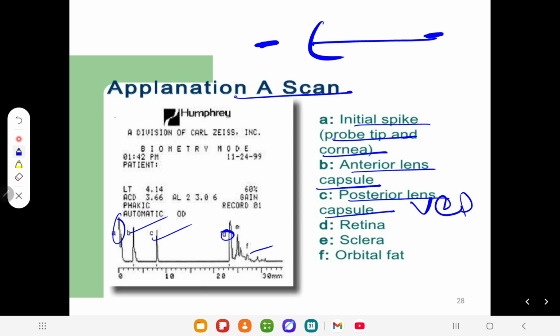Let me tell you one more thing which was very interesting to me when I was reading about it. If the height between B and C has high disparity, B is like this height and C is like this height, then there is a high chance that your probe is misaligned. So you must be cautious. B and C, anterior capsule and posterior capsule, must be equal in amplitude.